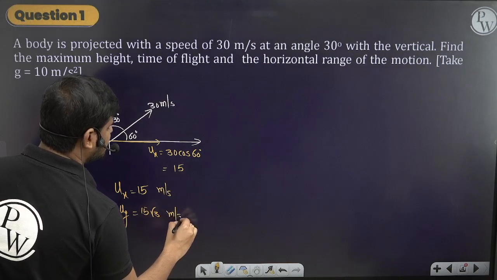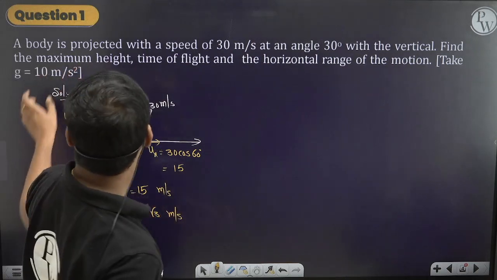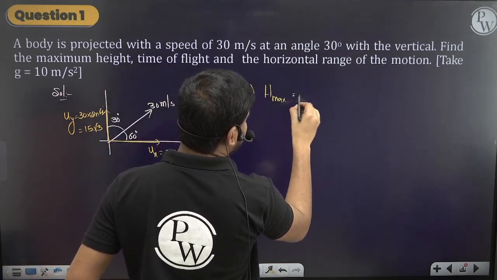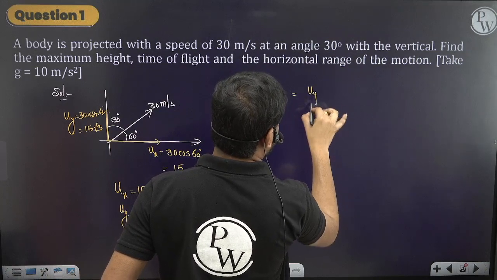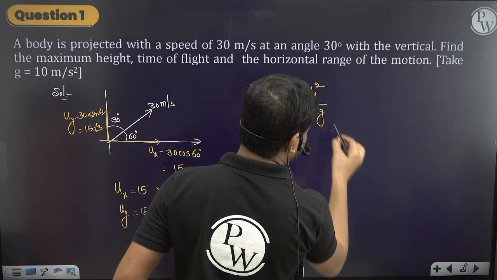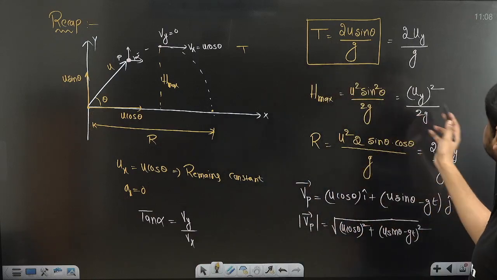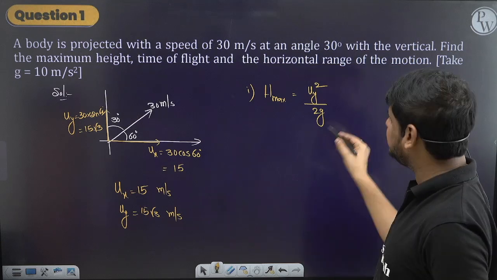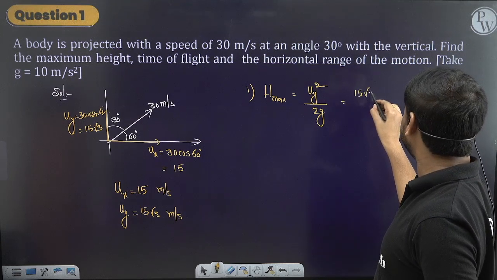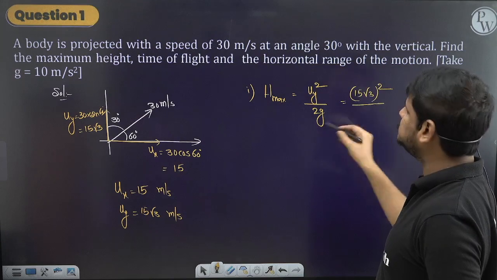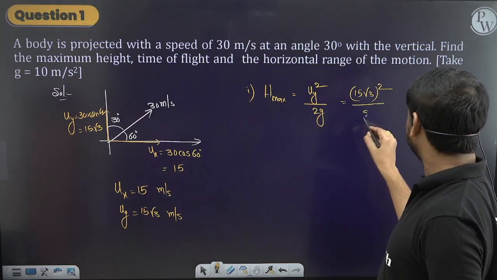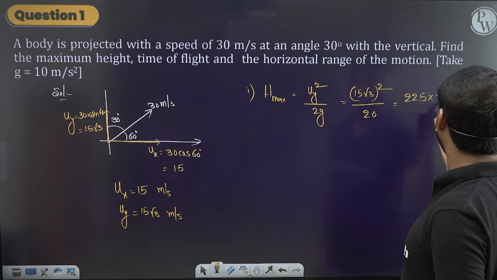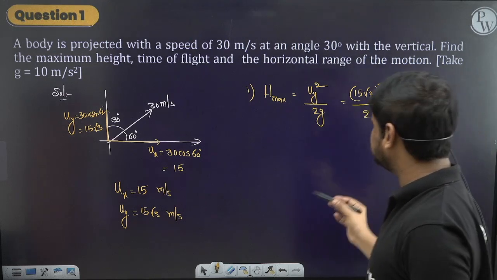Now the formulas you know, right? First they asked us to find the maximum height. The h max is equal to uy square by 2g. I'll just directly write it like this. What is uy square? Uy is 15 root 3, so 15 root 3 whole square by 2 into g. Take the g value as 10 as they mentioned, so consider this as 20. This is going to be 225 into 3 by 20. Just do the calculation.